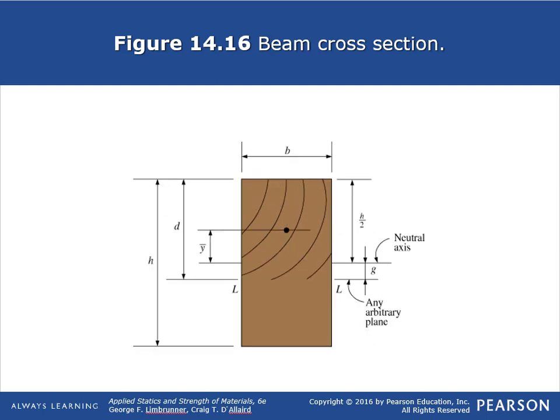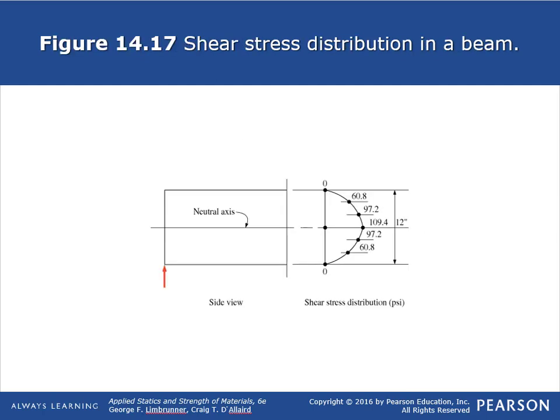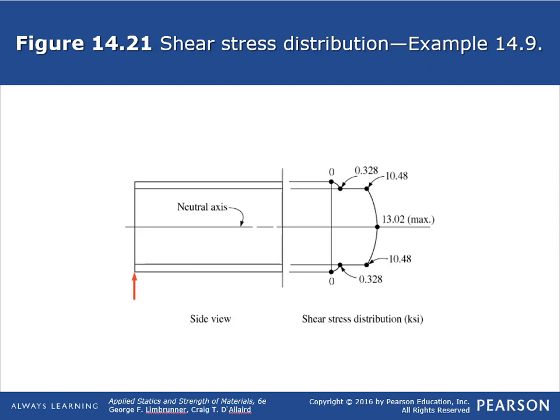There was another cartoon for that. This is essentially the same cartoon, except it's below the neutral axis. In some cases, in the problems, they have you plotting the shear stress distribution versus distance from the neutral axis. And this is how that one would look. And then here is the final one. This is example 14.9, and this is what the shear stress distribution would look like.